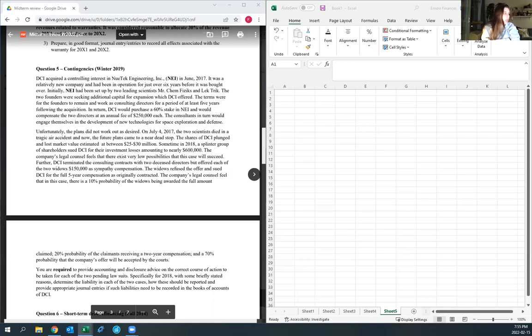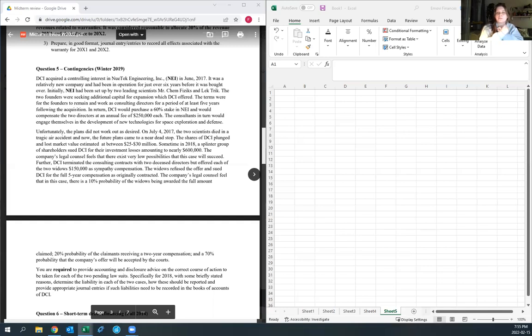courts. You are required to provide accounting and disclosure advice on the correct course of action to be taken for each of the 2 pending lawsuits. Specifically for 2018, with some briefly stated reasons, determine the liability in each of the 2 cases, how these should be reported, and provide appropriate journal entries if such liabilities need to be recorded in the books of accounts of DCI.